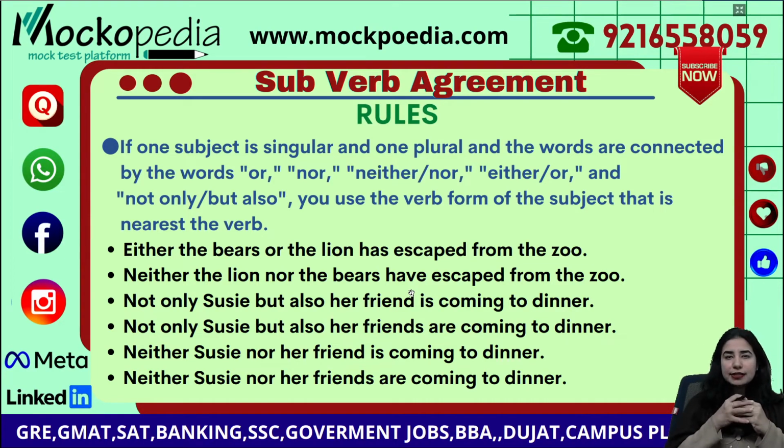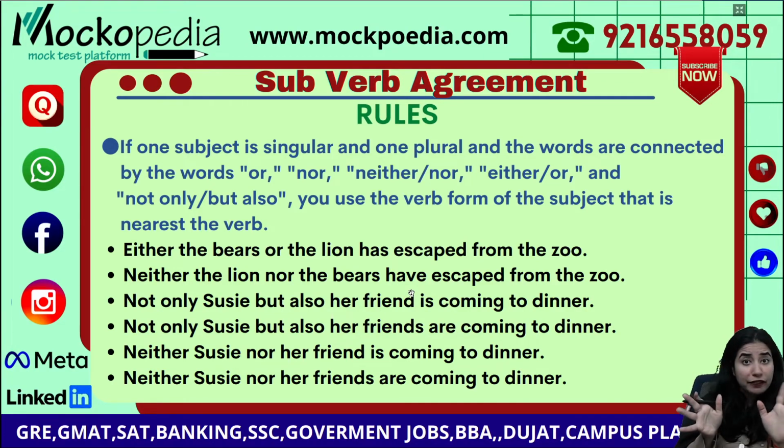So the point is this: whenever we are combining one singular and one plural term, the verb is decided in accordance with the subject which is near to the verb. If the subject near to the verb is singular, then the verb is going to be singular, like the first example. If the subject near to the verb is plural, then the verb is going to be plural. Take this important note, very crucial from the exam point of view, because a very important concept of parallel structure is also checked there, which we will learn later.